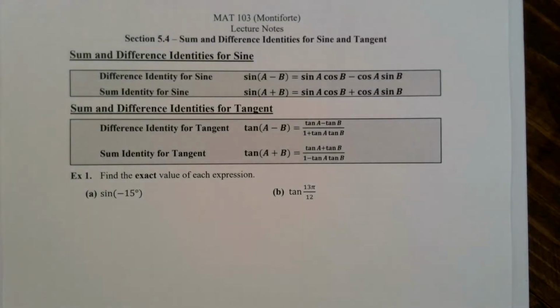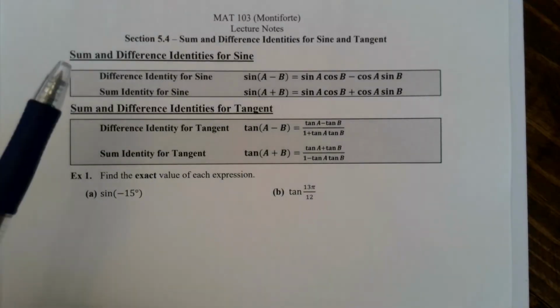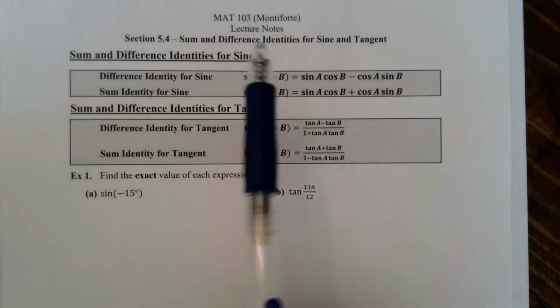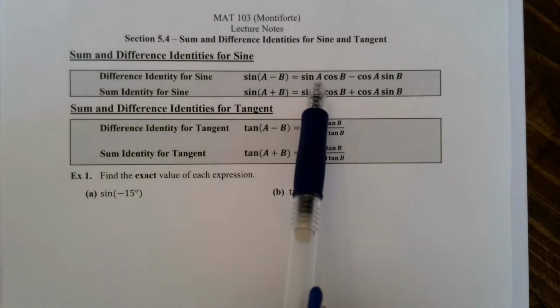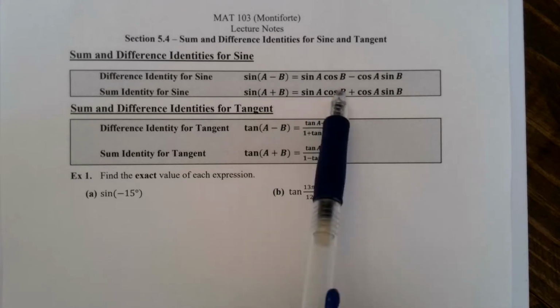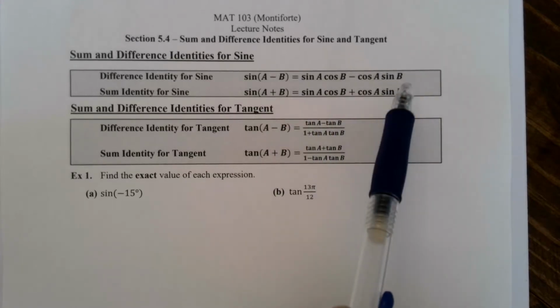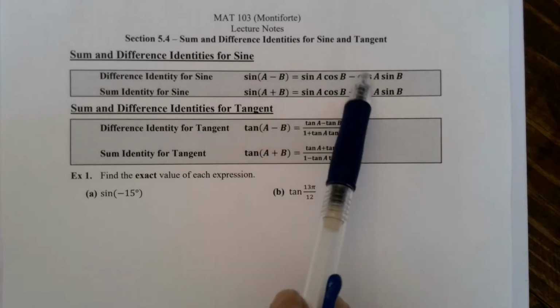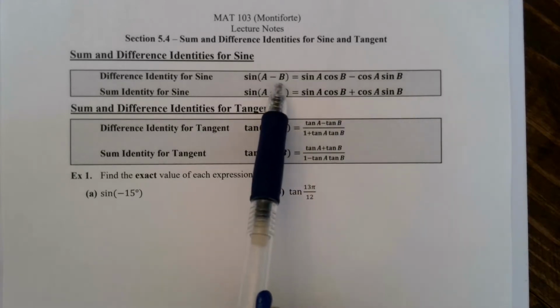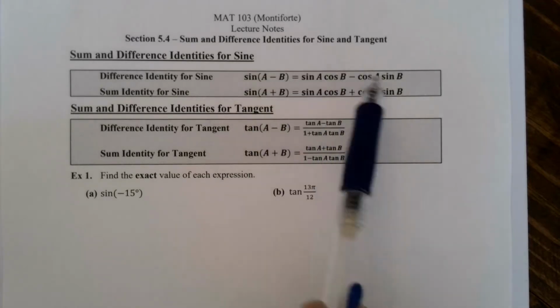Alright, so we have section 5.4, sum and difference identities for sine and tangent. Here are the sum and difference identities for sine. Notice how these are different from cosine. We have sine and cosine, and then cosine and sine for both of them. However, the sign actually matches what's inside the parentheses here. Unlike cosine, if it was cosine of a minus b, then you would have a plus.